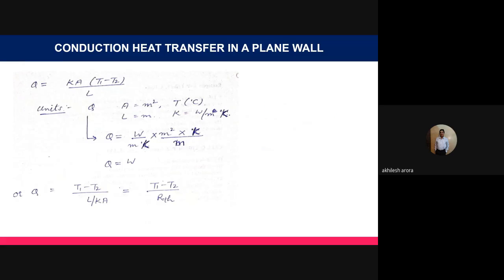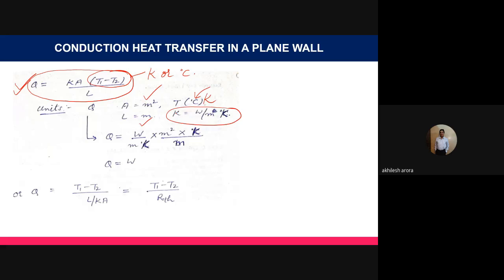Now I can write it in a different fashion. Once again it is the same equation, Q is equal to kA (T1 minus T2) divided by L, and I have given the units here. I have already told you area is in meter square, length or thickness in meter, temperature in degree Celsius or Kelvin. It will be the same, because it is a temperature difference, so whether I use Kelvin or degree Celsius is immaterial. The unit of thermal conductivity k is watt per meter Kelvin.